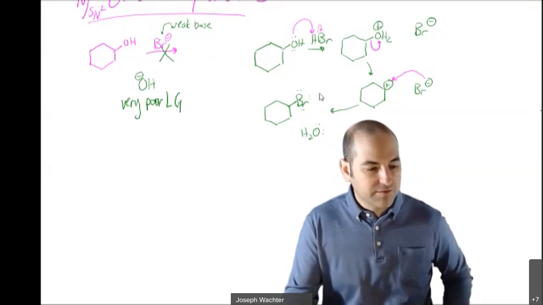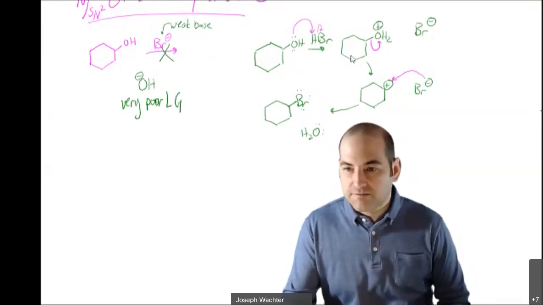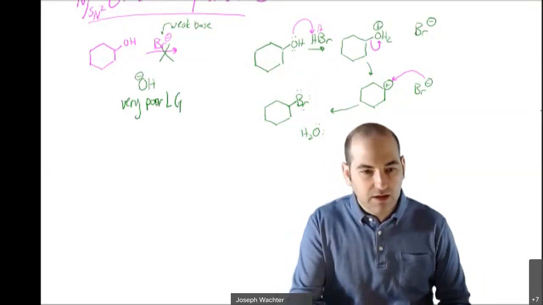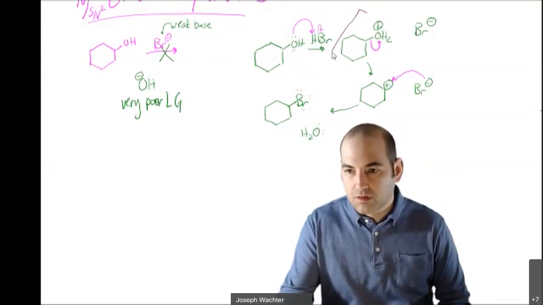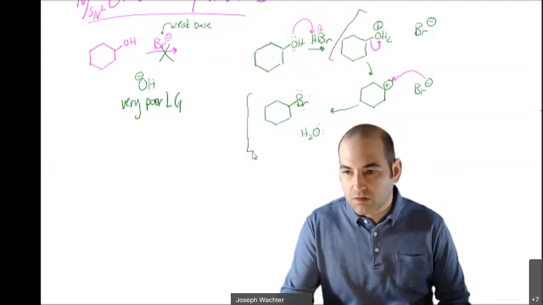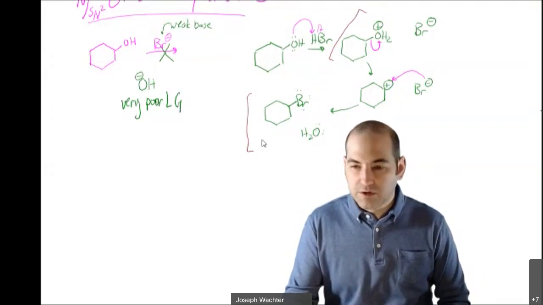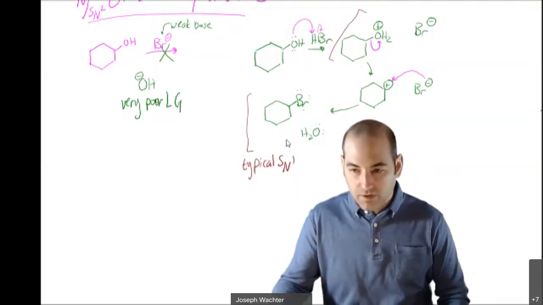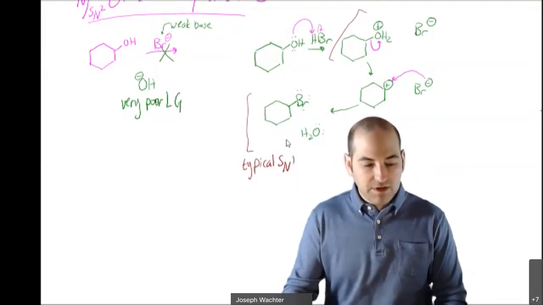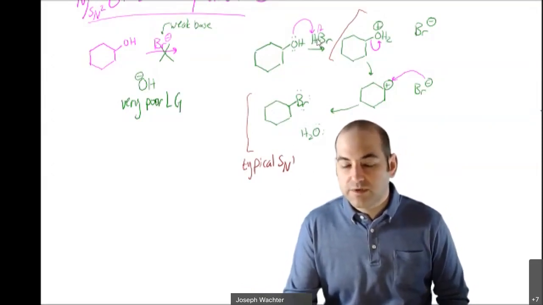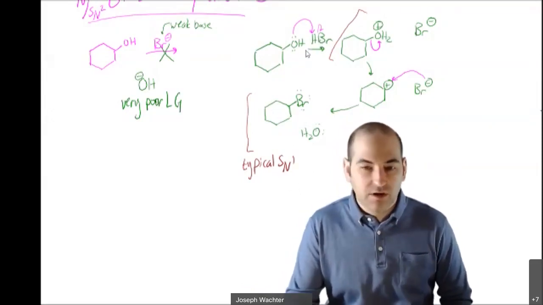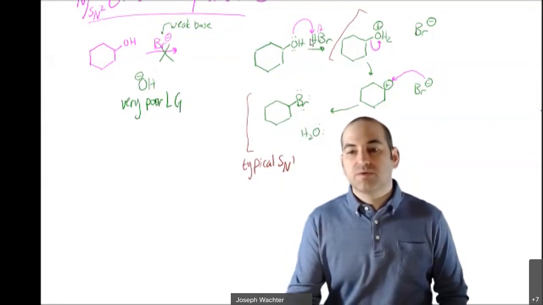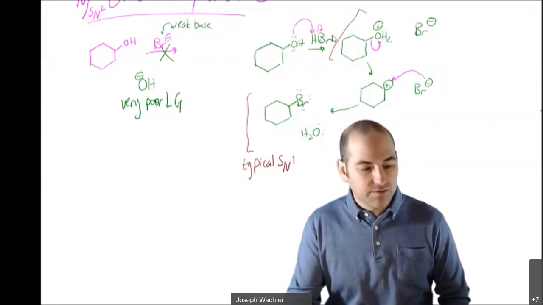All right. So sorry if that's hard to see. Everything from this point, from the second step forward, let me highlight that here. So everything in those brackets is just typical SN1, what we've already talked about in the last chapter. The only difference here is that we need to react with an acid instead of a base or a charged nucleophile, because we need to protonate the alcohol first before it can be a leaving group.